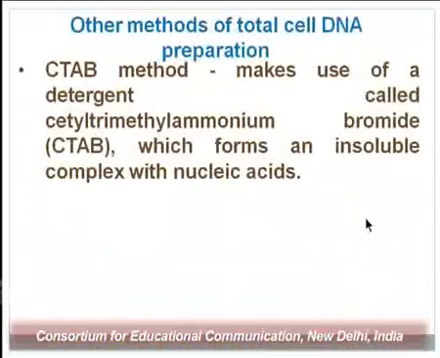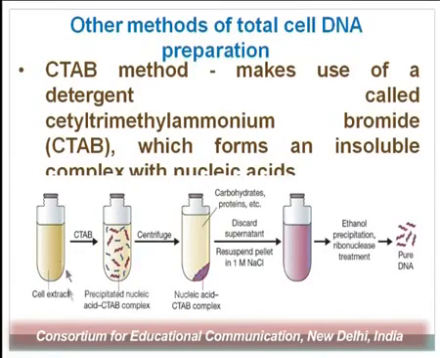So other methods of total cell DNA preparation are also employed, such as the CTAB method. In this CTAB method, it makes use of a detergent called cetyl trimethyl ammonium bromide, which forms an insoluble complex with the nucleic acids. So this CTAB method can be used for the isolation of DNA from gram-positive bacteria, because it is difficult to break open the gram-positive bacteria, or from other cells such as tissue cells and plant cells. All those cells can be used; the CTAB method can be used.